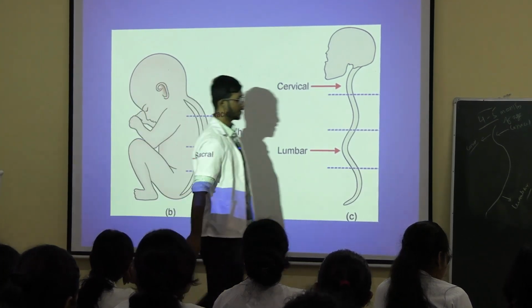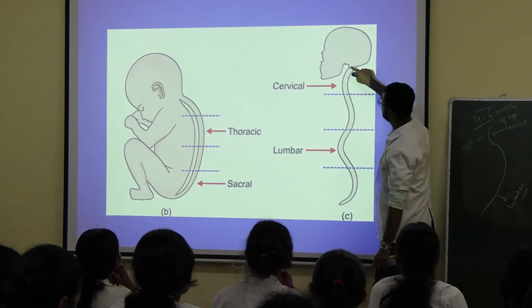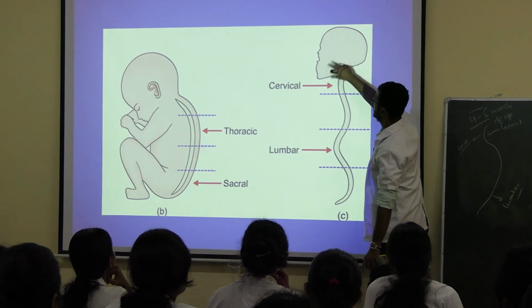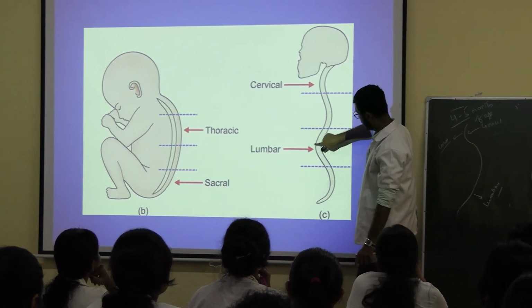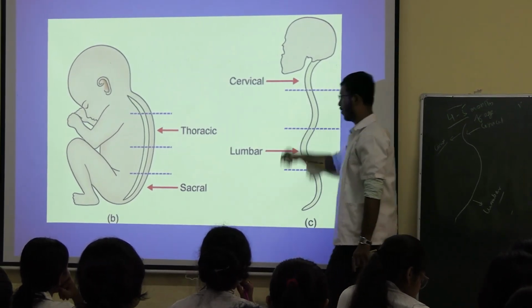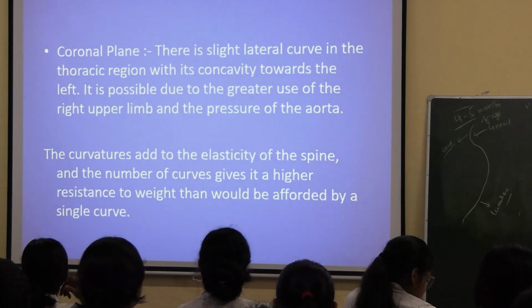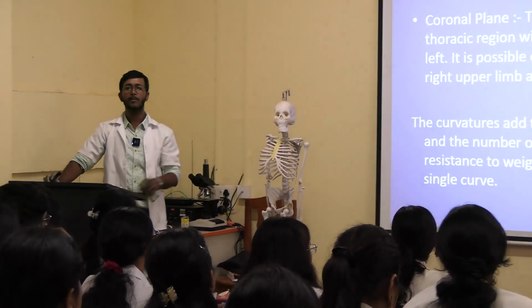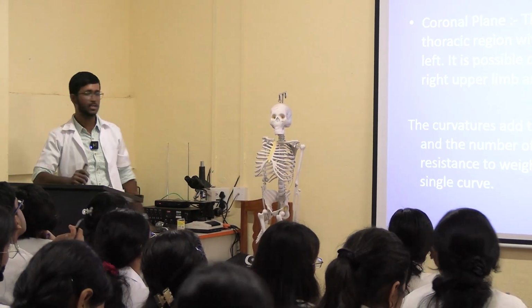But as a child grows older, at 4 to 6 months of age, this convexity happens when the child holds its neck. Then when he or she stands, this lumbar curvature occurs. These are secondary curvatures. Basically, this curvature adds to the elasticity of the spine. So it helps in better movement of the spine as well as better standing and doing day-to-day activities.